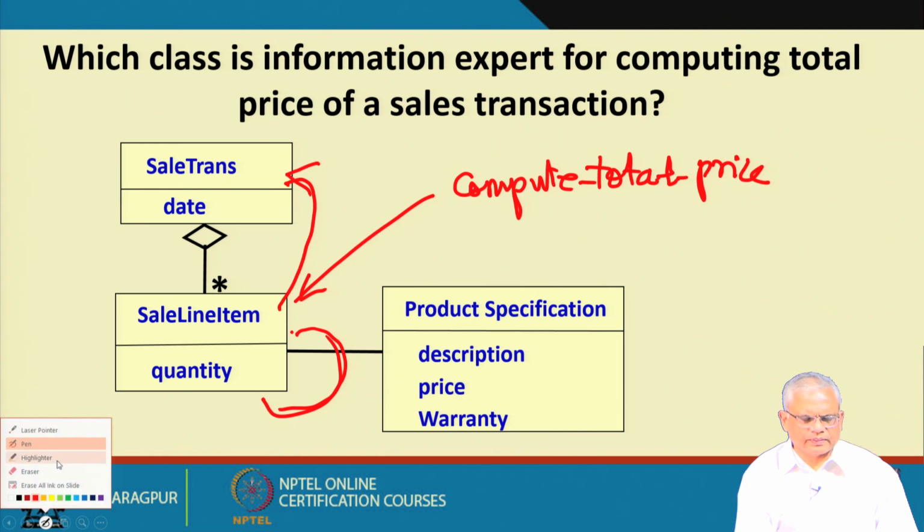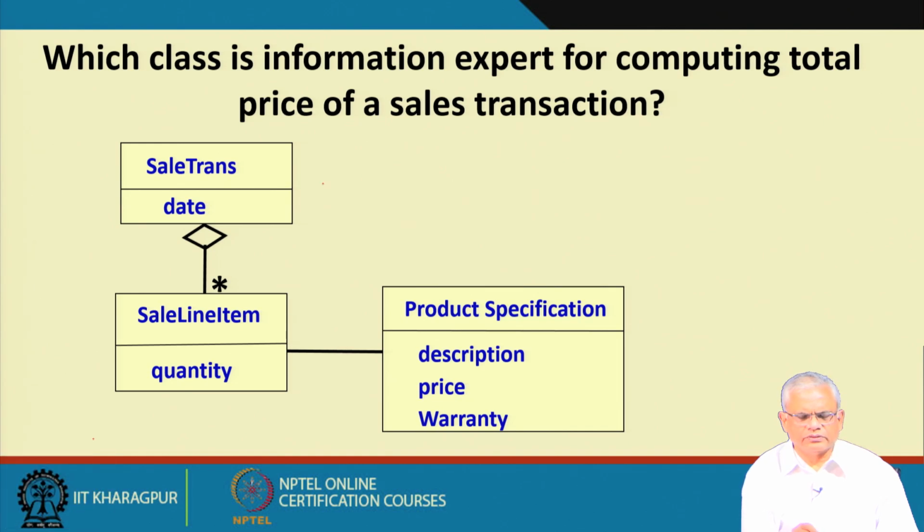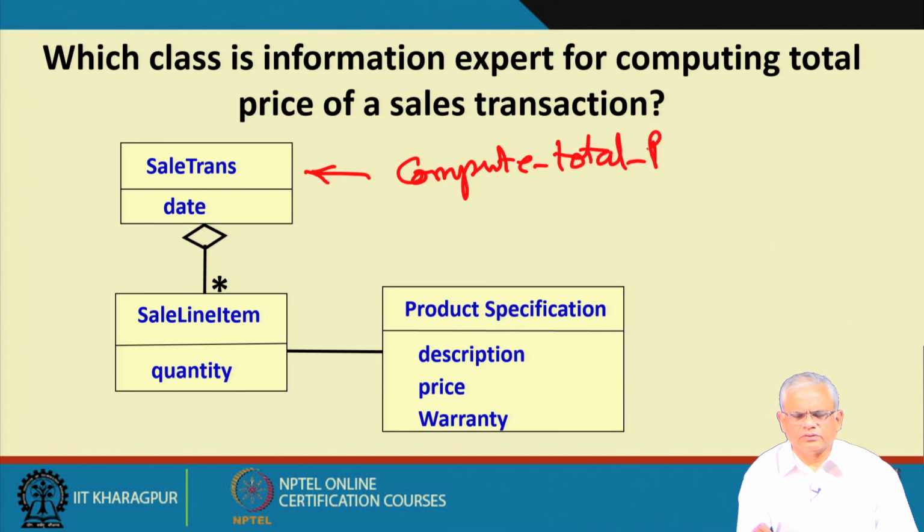But what about we assign the compute total price to the sale transaction? Now, the sale transaction has all the information regarding what are the sale line items, that is the implication of this aggregation relation, that the sale transaction object aggregates all the sale line items for that sale transaction.